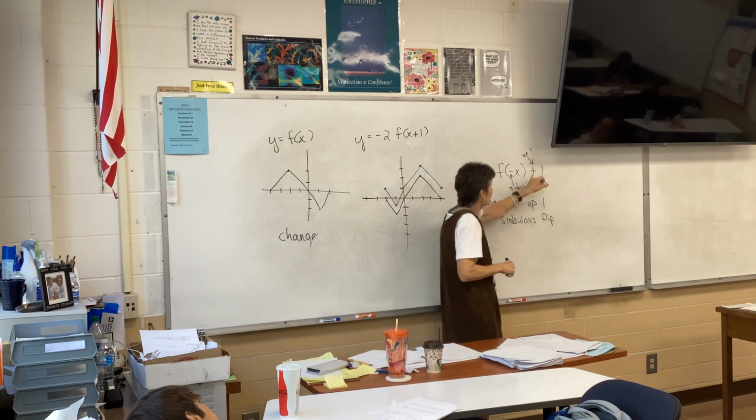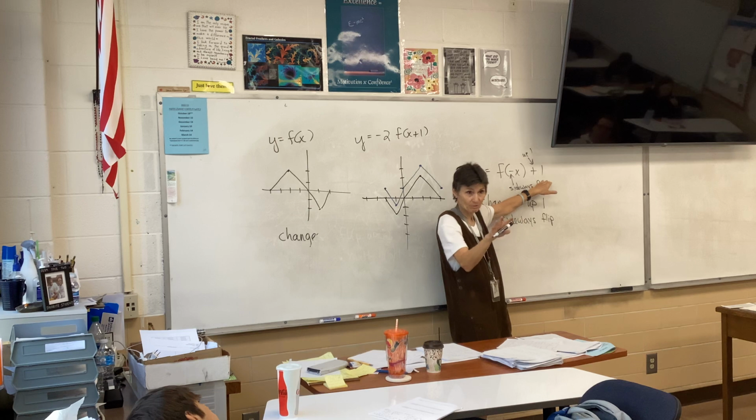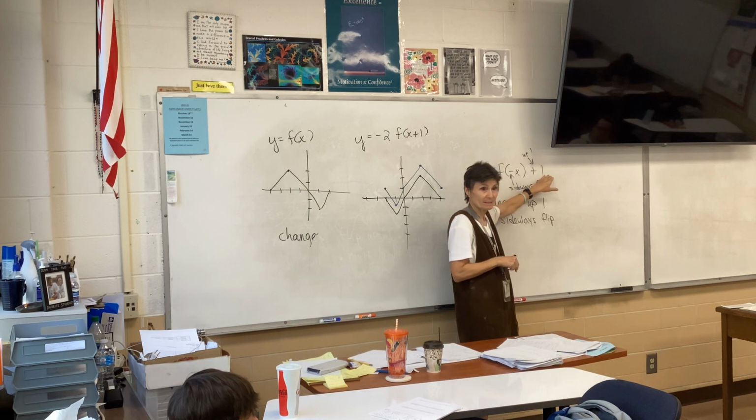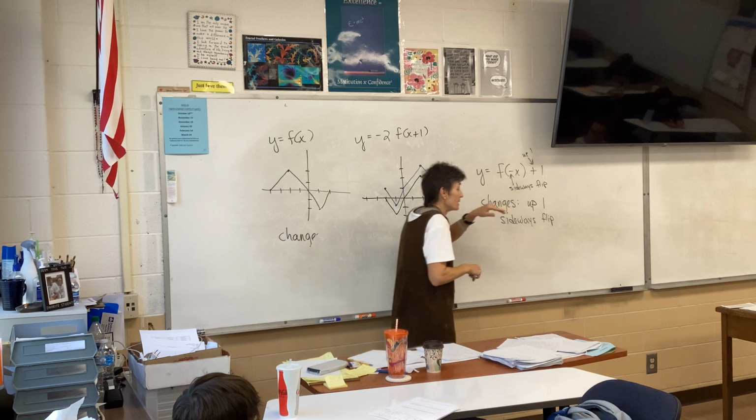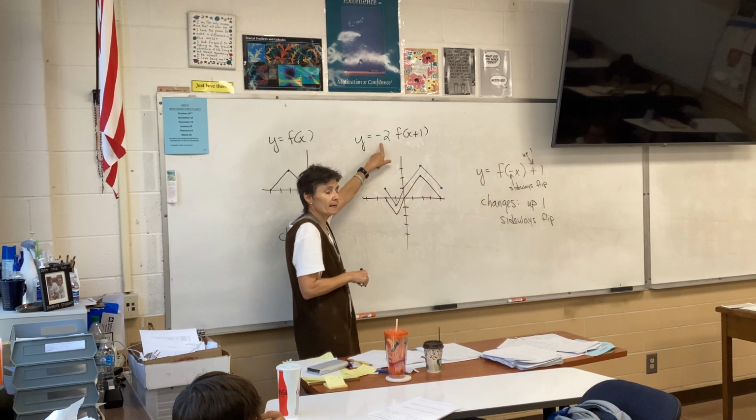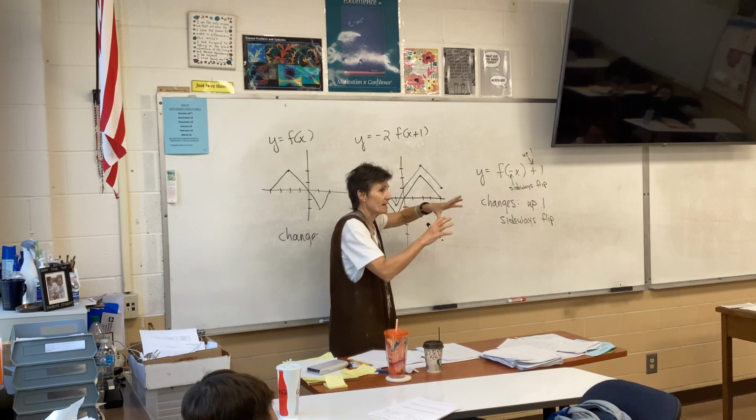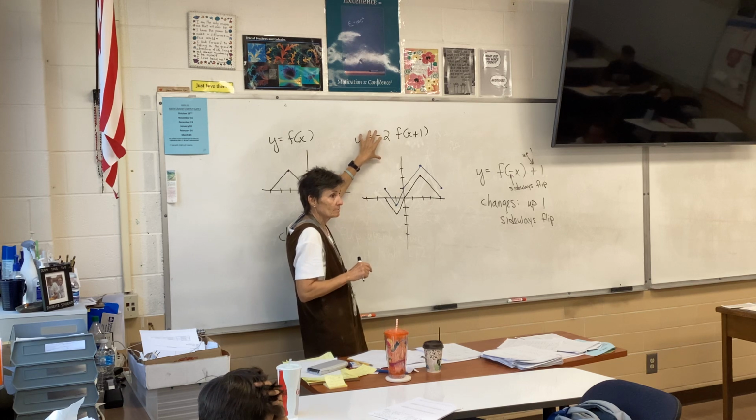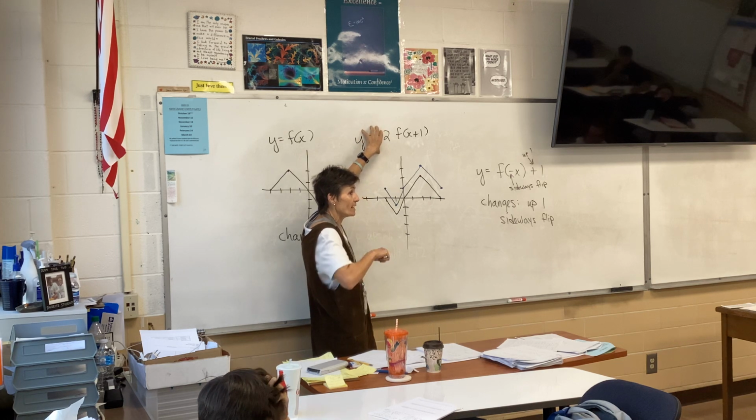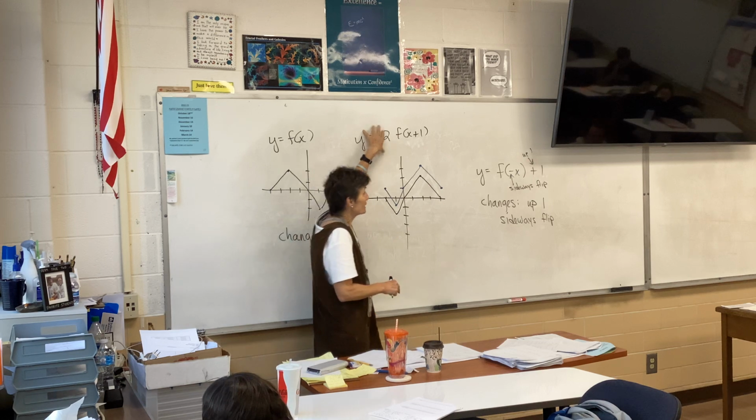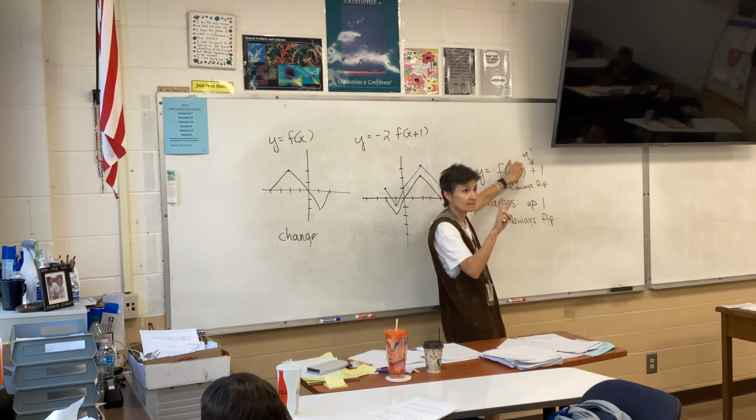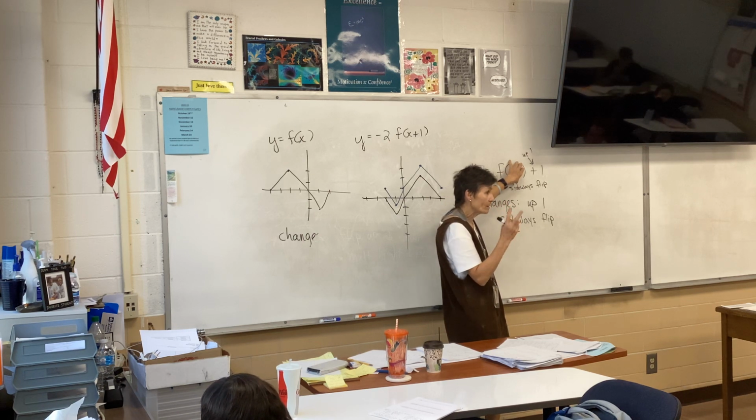If the number is outside the parentheses, added or subtracted, that is a movement up and down. Plus is up, minus is down. If there's a negative, negatives always mean flips. So when you see a negative, you're gonna flip one way or the other. If the negative is out in front, then it's an upside down. If the negative is inside on the X, then it is sideways. Negatives are always flips.